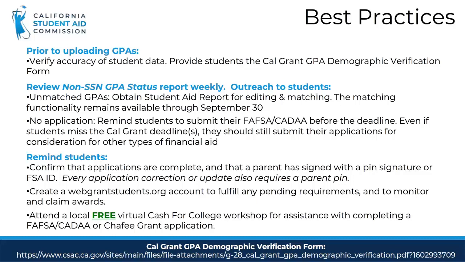You can remind students to confirm that applications are complete and that the parent has signed with a PIN signature or FSA ID for any dependent students. They will also want to create their WebGrants for Students account to monitor and claim their awards. If needed, they can attend a local free Cash for College workshop for assistance with completing their financial aid application or their Chafee Grant application.